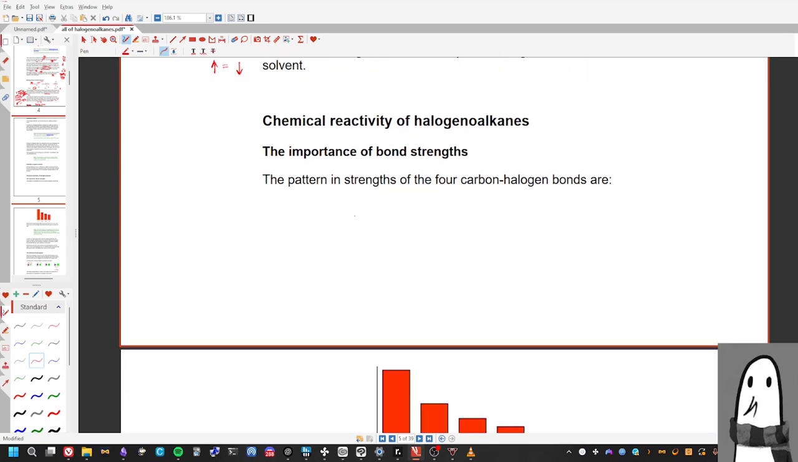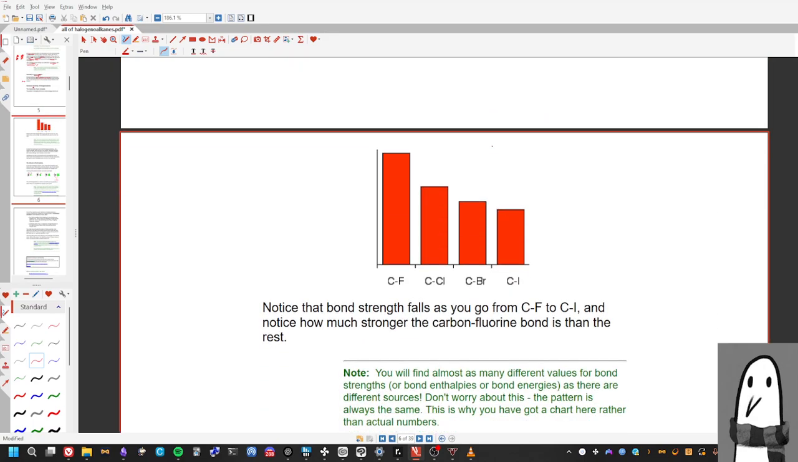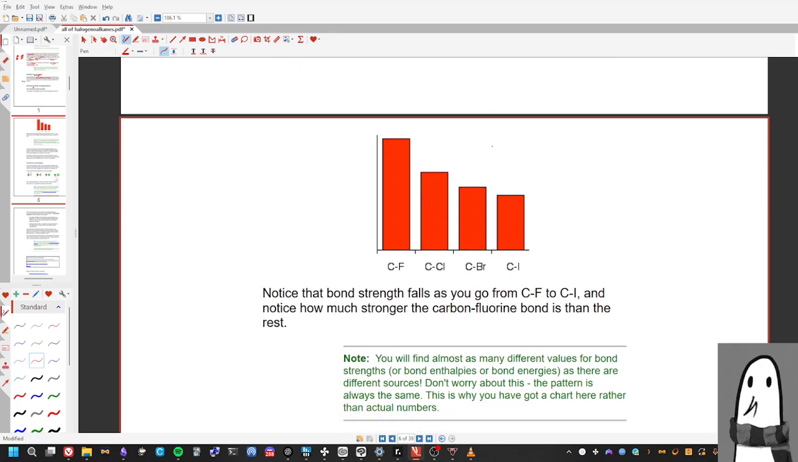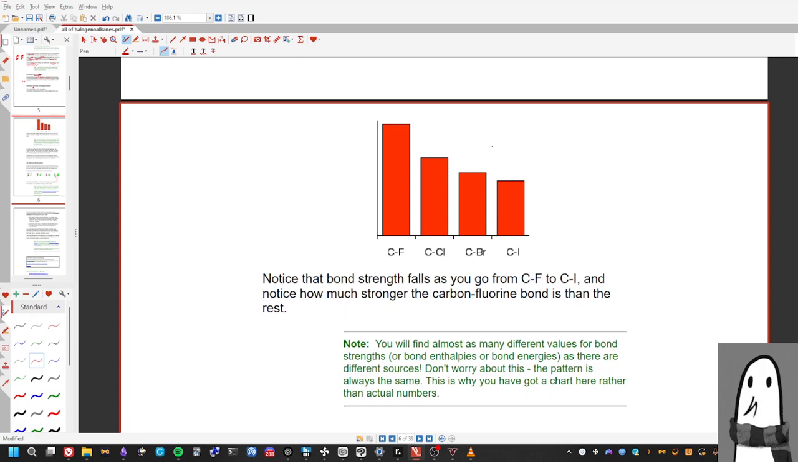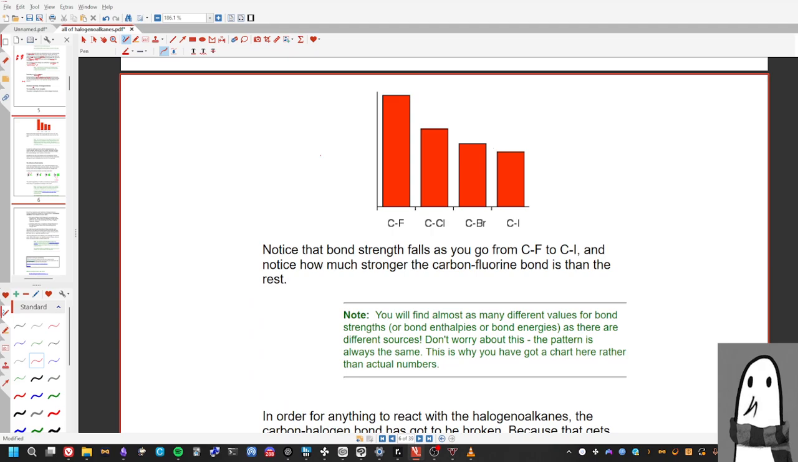Chemical reactivity. Now we're going to be talking about the reactivity of halogenoalkanes. Of course, chemical reactivity is going to be your dependent variable. Let's see what the independent variables are. First of all, they're saying the patterns and strength of the four carbon-halogen bonds. So we're starting from C-F to C-I. Notice that the bond strength falls as you go from C-F to C-I, and notice how much stronger the carbon-fluorine bond is than the rest.